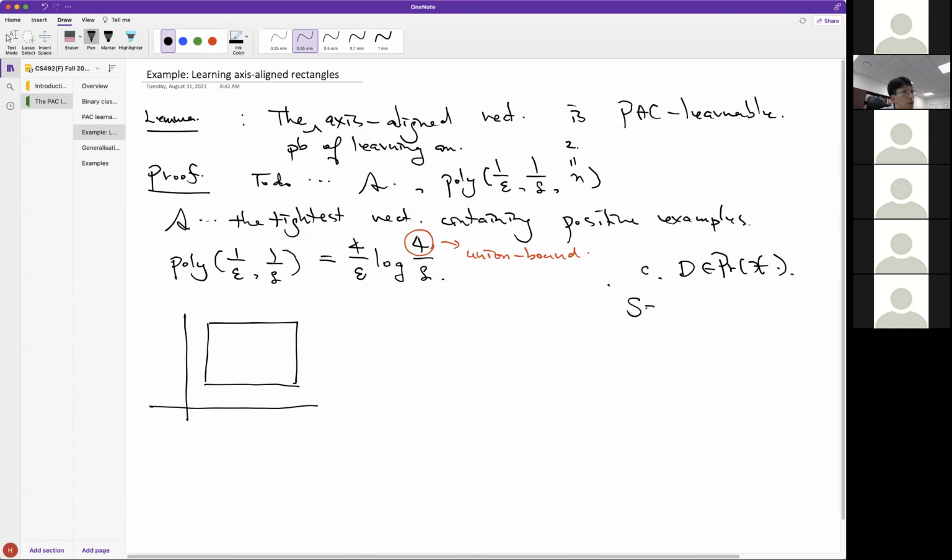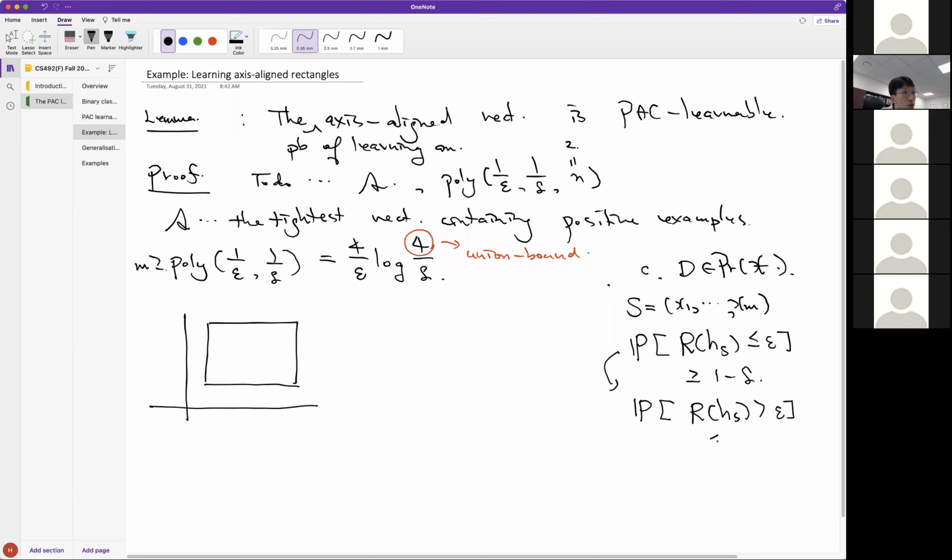Then we are assuming there is a sample x1 to xn, and m is greater than this polynomial. We want to show that the probability of the small rectangle returned by this algorithm, let's write it as h_S, is going to be large, at least 1 minus delta. This is equivalent to the probability that R of h_S is larger than epsilon being smaller than or equal to delta. They are equivalent statements, and this is what we're going to show.